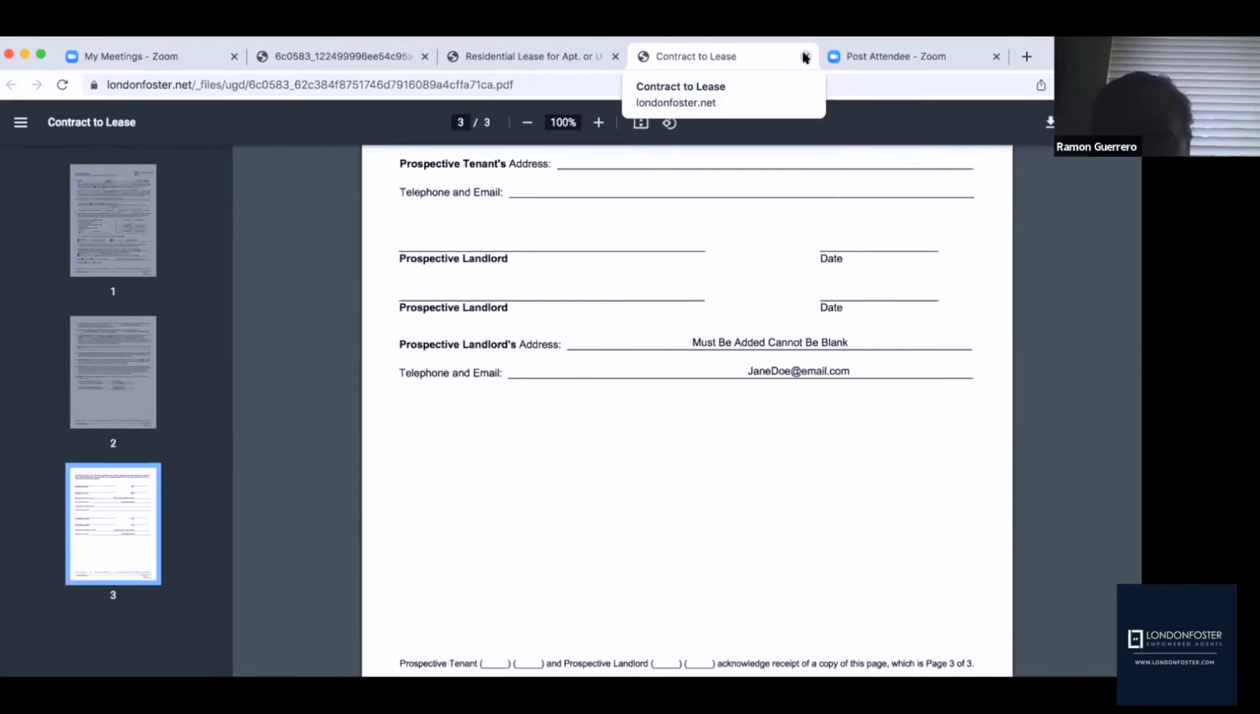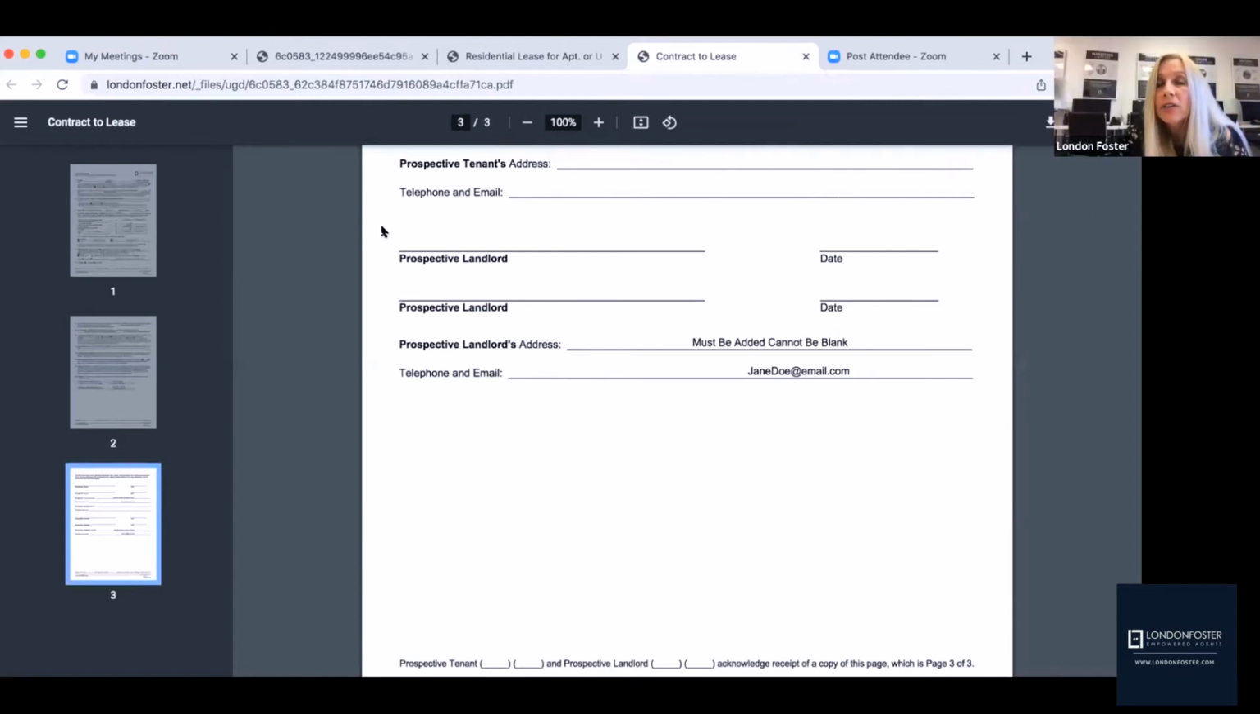Hi, Nanette. What about the prospective tenant address? What address goes there? Wherever they are, or do I use the one on their driver's license? It's a good idea. If they give you a driver's license, that's the address I usually put on here because that's really their legal address. Even if they've moved apartment to apartment and haven't updated their driver's license, I generally put that address there. Thank you. That's the best and the most sound advice.